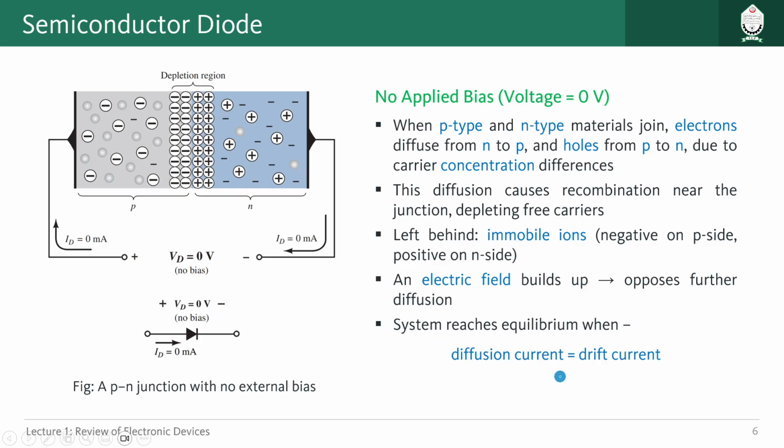Now as this is happening, there will be a problem. As you can see, if holes are moving from the p region to the n-type region, some of the atoms will lose their holes, and the same goes for n-type, some of the atoms will lose their electrons as they move from n-type to p-type. Because of that, in this region some atoms losing electrons are becoming positively ionized, and here they are becoming negatively charged, and this particular region is called the depletion region with ionized atoms.